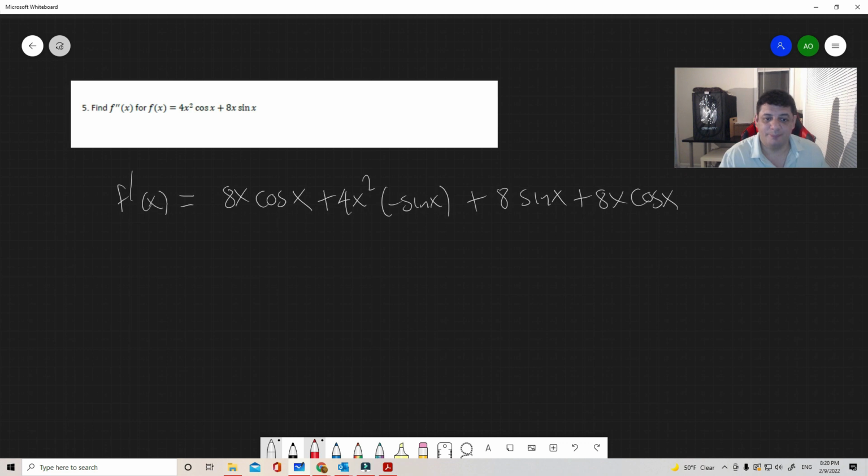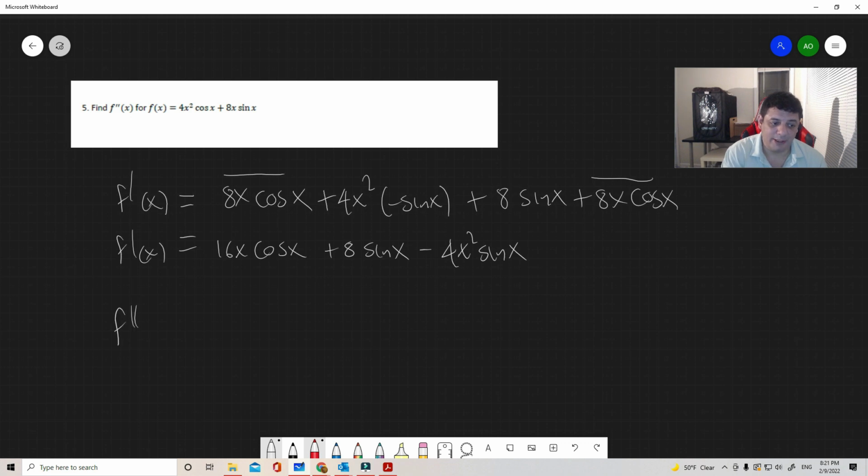That's just what we have here. Was that we applied the two product rules. Now, in here, the best that we can do before going to the next derivative is to simplify. So we get 16x cosine of x from adding this and this, plus a sine of x, and then we're going to get minus 4x squared sine of x from this place.